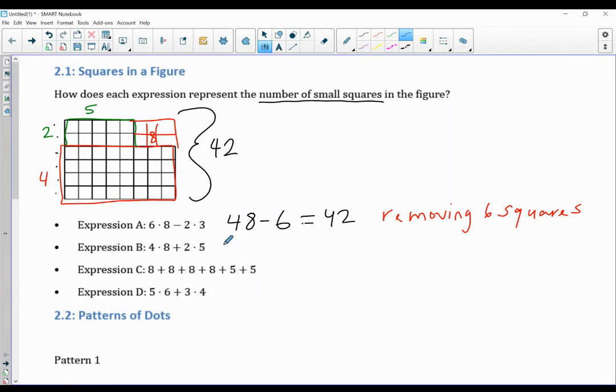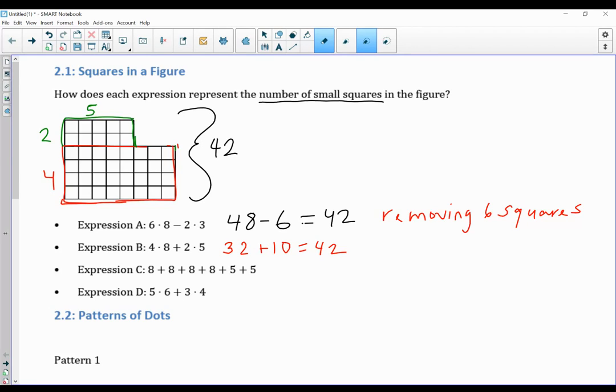So this gives me 32 plus 10, which is equal to 42. Cool. So again, so far we have that 42. So it is literally counting it as those 2 separate chunks. Whereas with the first expression, it was acting like it was a whole. So it was behaving as if it was a whole box. And then they just removed the 6 pieces that they didn't want.